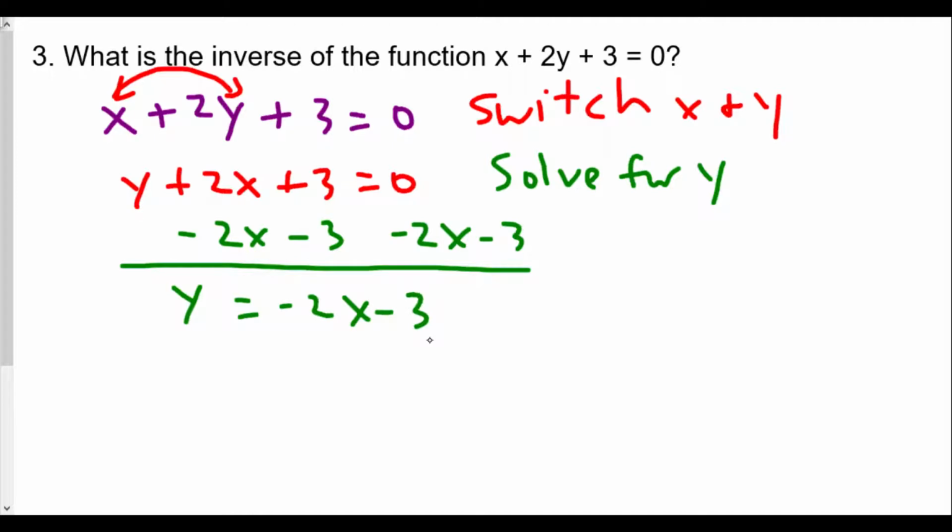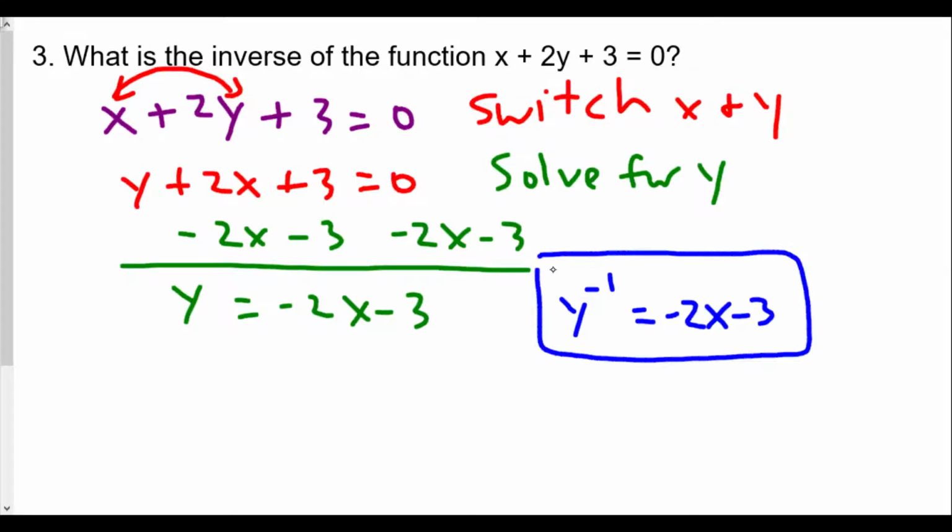Now, as far as notation goes, we want to show it's the inverse, so we're going to end up with the following. y to the negative 1, which is the inverse of y, is equal to negative 2x minus 3. And that's the notation I'm looking for, okay? And of course, if it says f of x, we use f negative 1 of x. First we see f of x equals some type of function, we change f of x to y, then switch x and y, then solve for y, and then replace that y with f to the negative 1 of x.